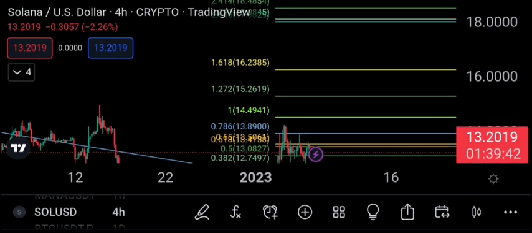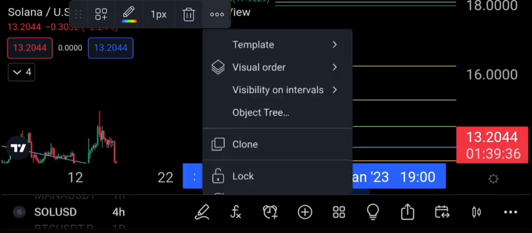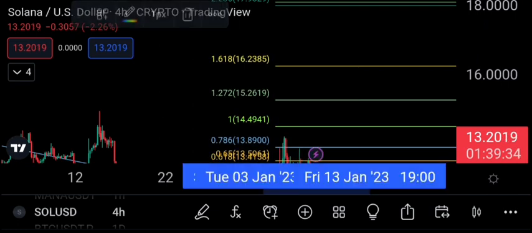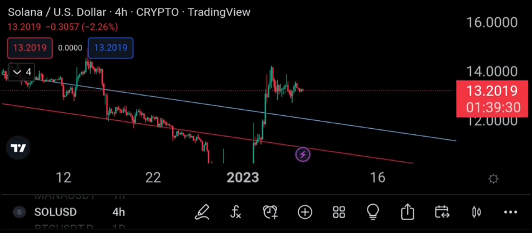Then your targets will change. Your targets will be between the 15, which is 14.49, to the $16 range. So those are your targets for Solana, measuring the length of wave 1. You could measure it differently, but that's essentially, you could get up to the $18 range, but I won't get into so much detail.